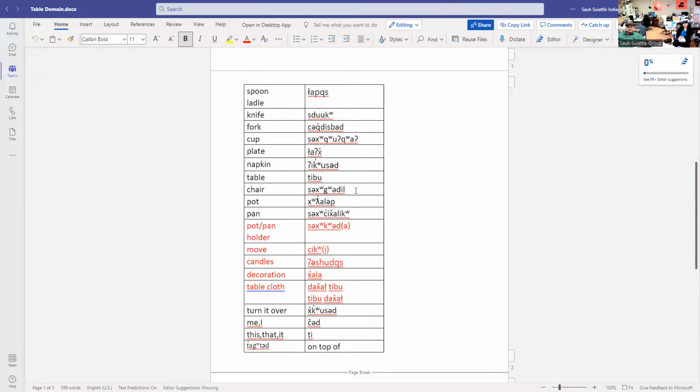Chair, guadil, sit. Either going from a laying down position to sitting up, or going from a standing position to a sitting position. That is the action of sitting. So sup is by means of sitting. So you can sit at the place of by means of sitting.